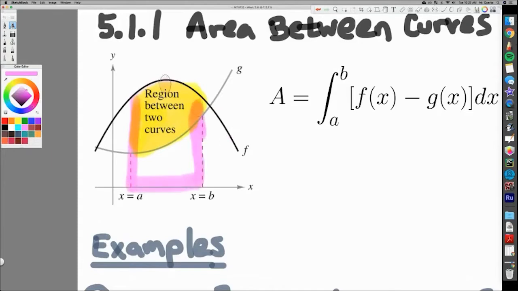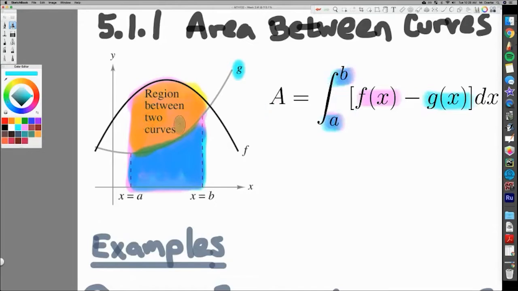Let me use my pen here. So you're finding the area right here for all this. So that's the area of F, the area of F from A to B. You notice this is A to B. And then you're subtracting off this area on the bottom from G. So here's G right here. I'm subtracting off this area right here, from A to B again.